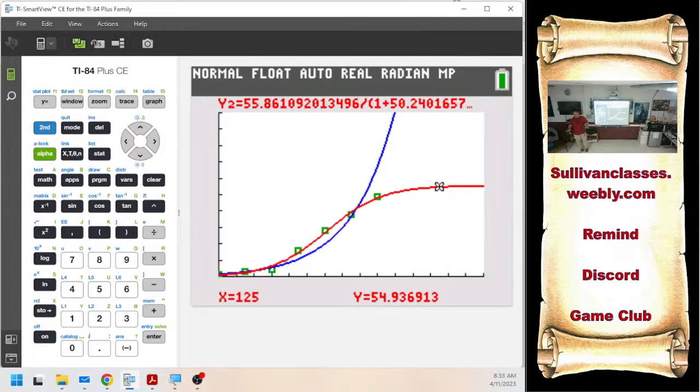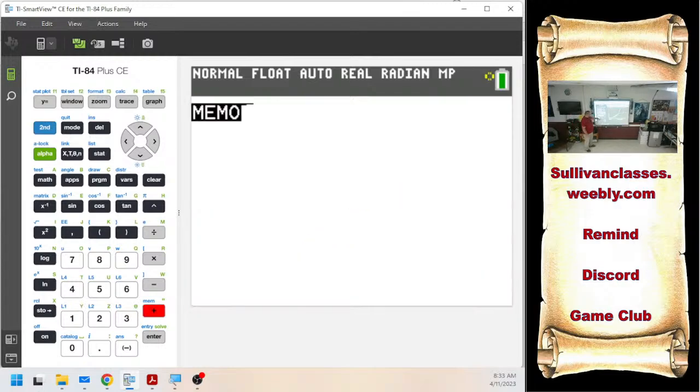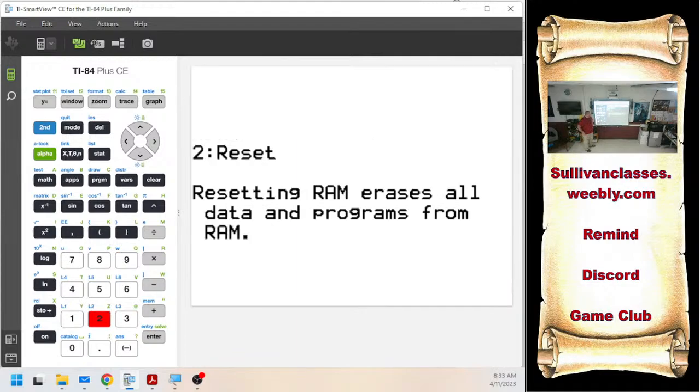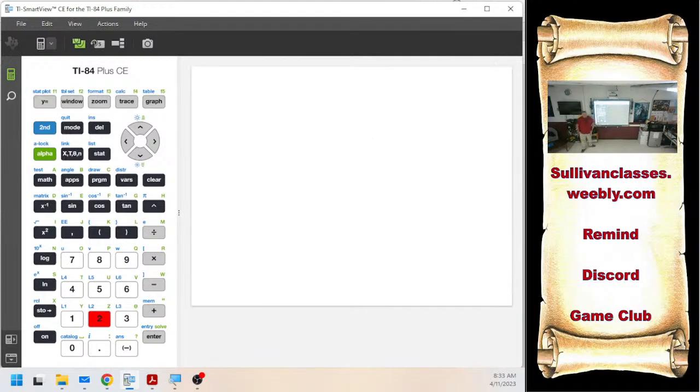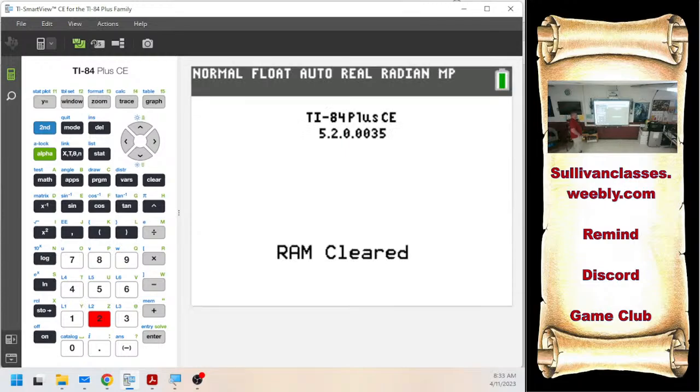Oh, also I recommend, because we were recently doing models and stuff, just reset your calculator. This is a whole different animal. All right. Second plus 7, enter 2. Or someone reset it.